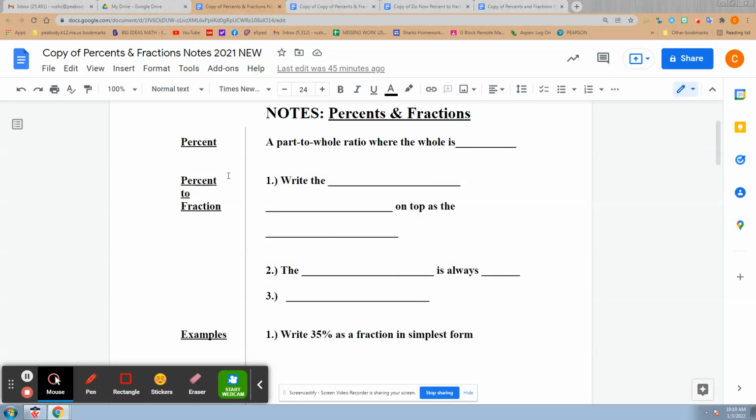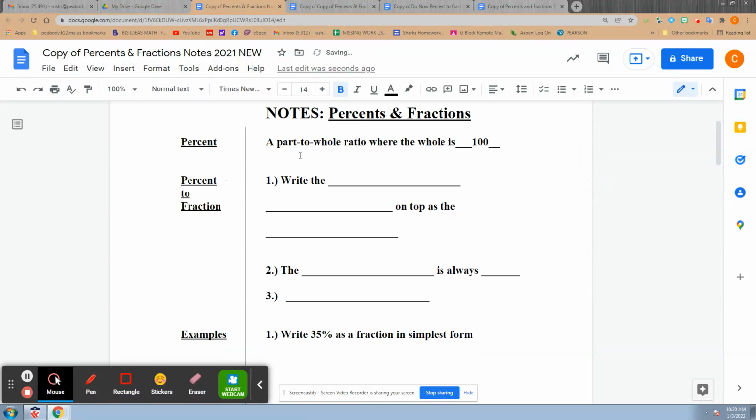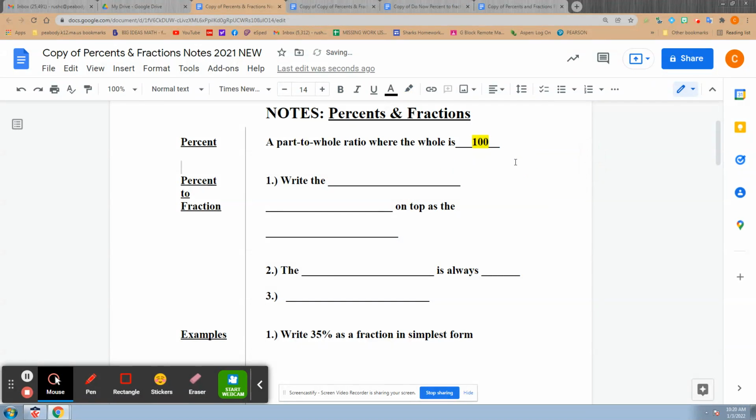Okay, first let's talk about what a percent is. A percent is a part to whole ratio where the whole is 100. So percents are always out of 100. When I think about that, I think about what's the highest test grade you could get? 100. So percents are always out of 100.